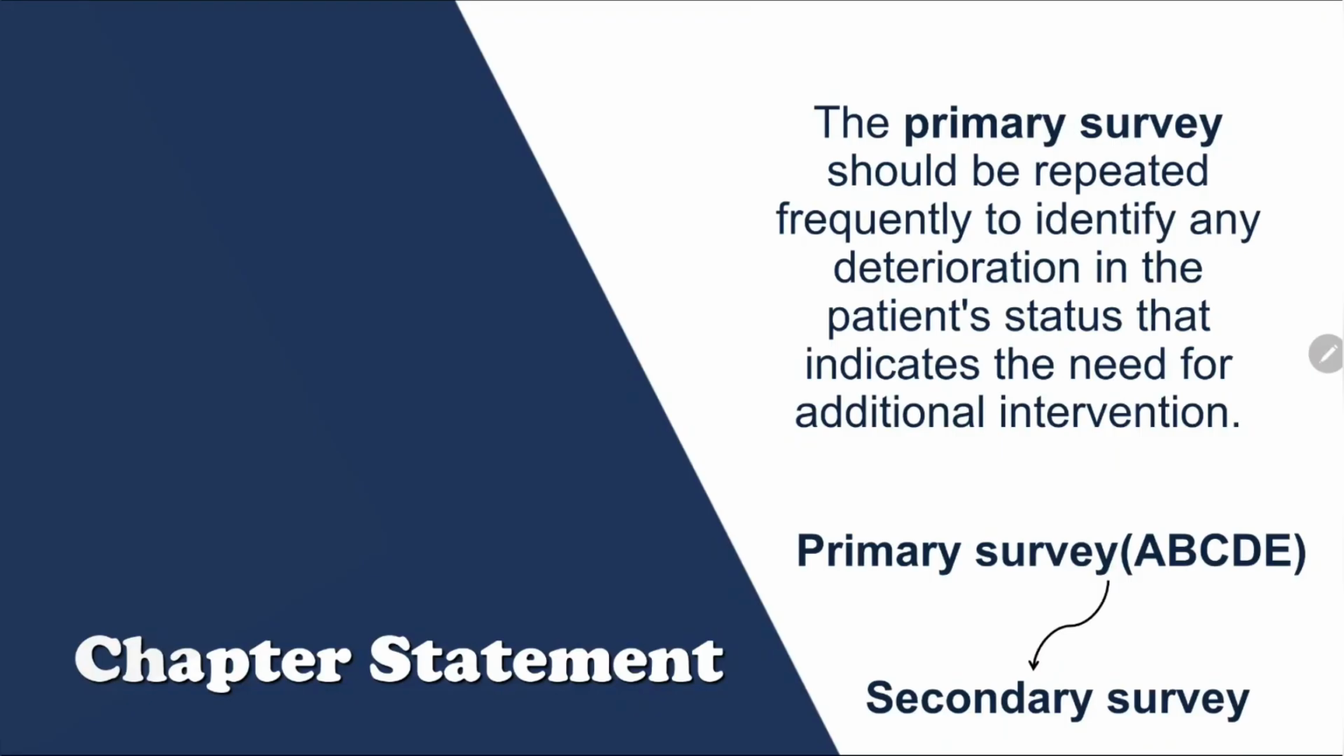The primary survey should be repeated frequently to identify any deterioration in the patient's status that indicates the need for additional intervention. So when you do ABCD, you have to repeat it frequently to see if there is improvement or deterioration, or if any additional intervention is needed. Once a trauma patient comes to the emergency department, ABCD should be done, and then when the patient becomes stable, the secondary survey is done.